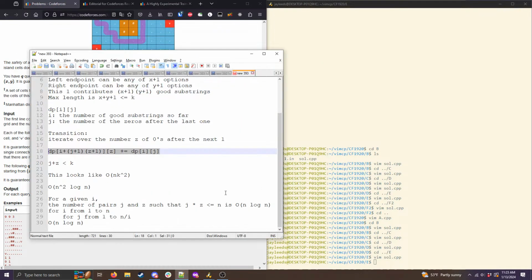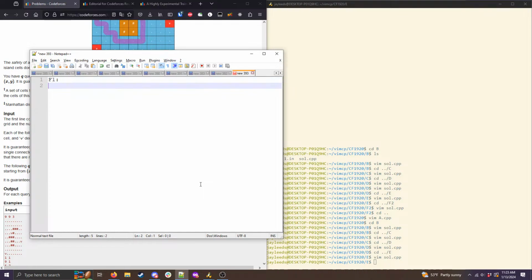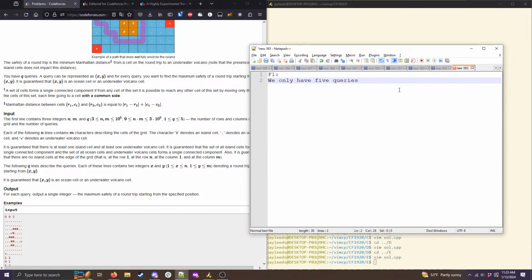All right, so for F1, we only have 5 queries, which makes this significantly easier. So we're just going to solve each query individually in O of nm log or nm time. What we're going to do is binary search for the answer.